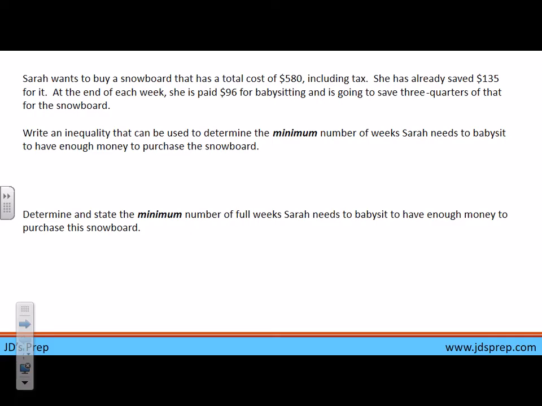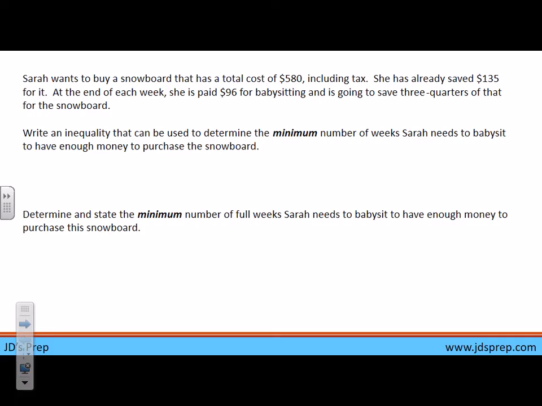In this problem, Sarah wants to buy a snowboard that has a total cost of $580, including tax. She has already saved $135 for it. At the end of each week, she is paid $96 for babysitting and is going to save 3/4 of that money for the snowboard. The first thing we want to do is write an inequality that can be used to determine the minimum number of weeks Sarah needs to babysit in order to have enough money to purchase the snowboard.